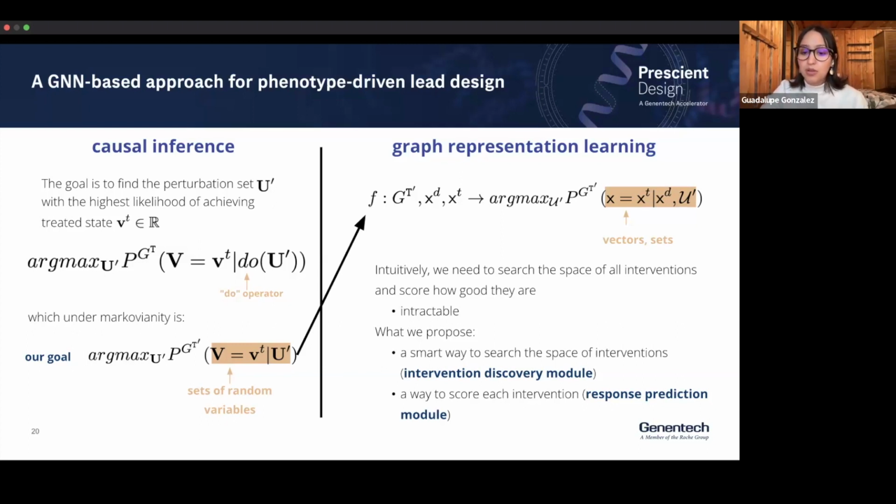So what we propose is a smart way to search the space of interventions, the space of U primes, through an intervention discovery module, and then a way to score each intervention. So a way to compute this probability P over the mutilated graph.